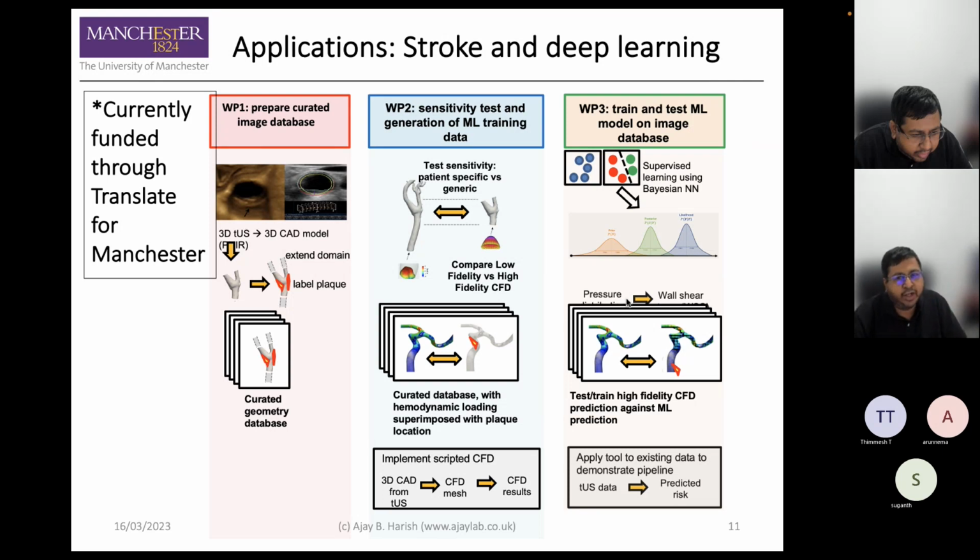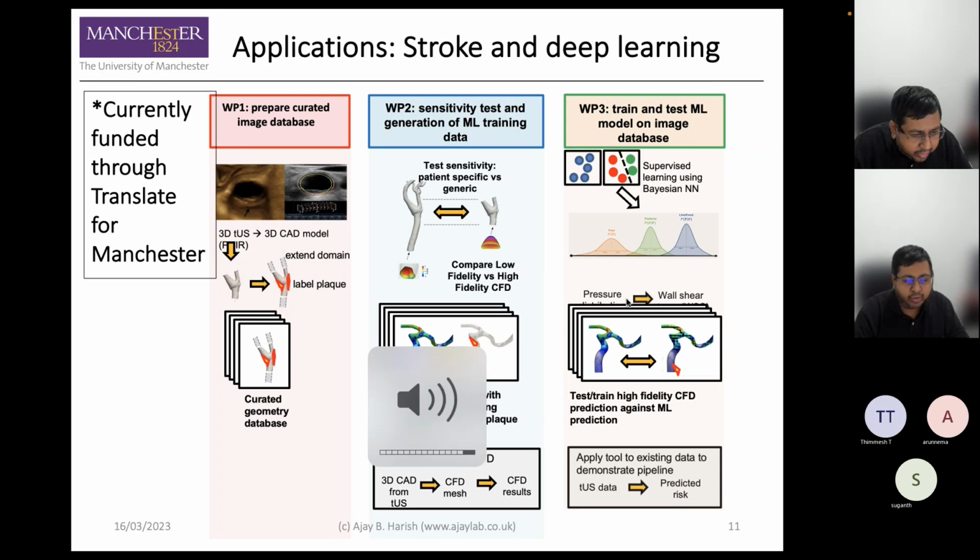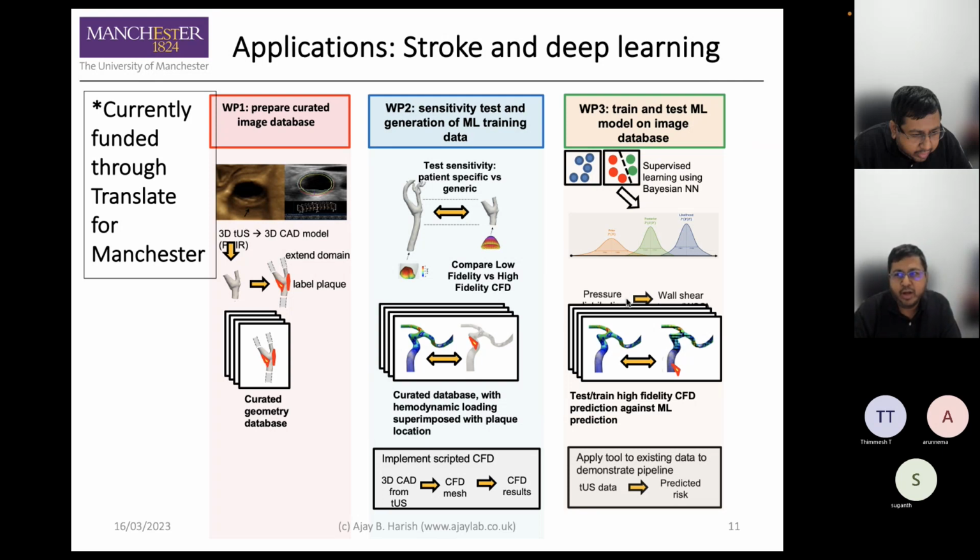So there's funding from Translate for Manchester that primarily looks at taking lab applications into the clinical area. We're presently in stage 1. If we go into stage 4, then we should be able to translate these things into an actual clinical application and deploy them with the hospital.